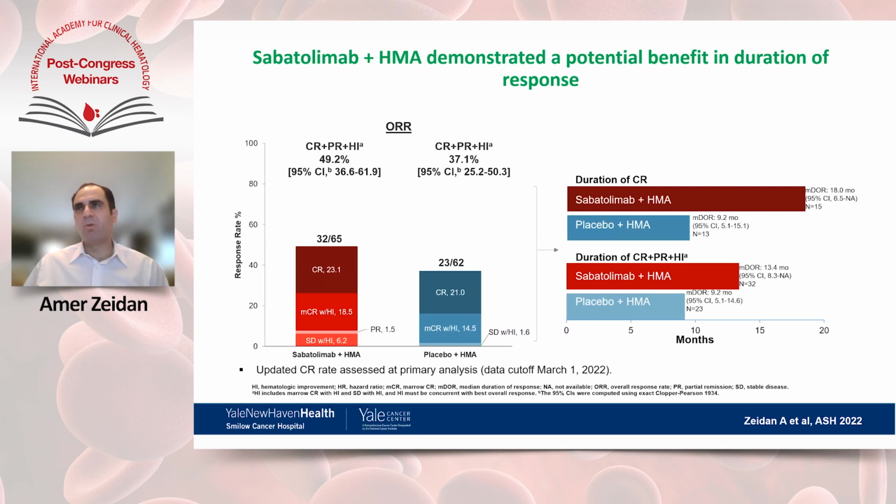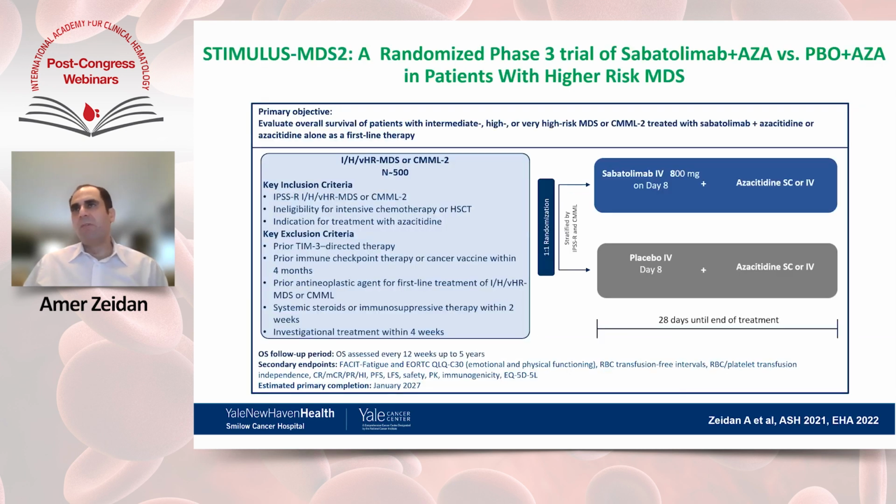And also among those who achieved complete response, the patients who got sabatolimab with HMA compared to HMA alone had a longer duration of response, 18 months compared to 9 months, raising the question of whether sabatolimab is deepening the response among those who respond. Of course, the study was overall negative in terms of the primary endpoint.